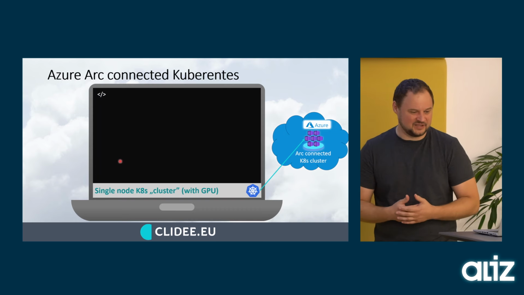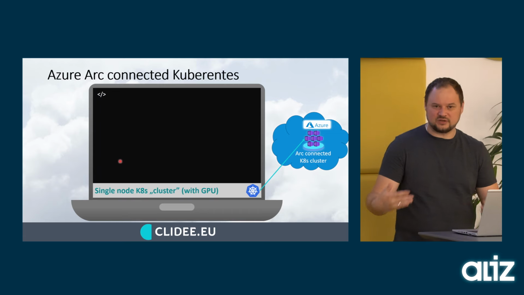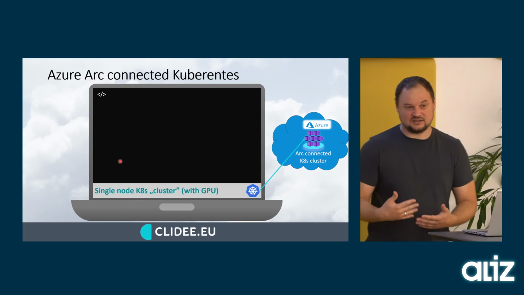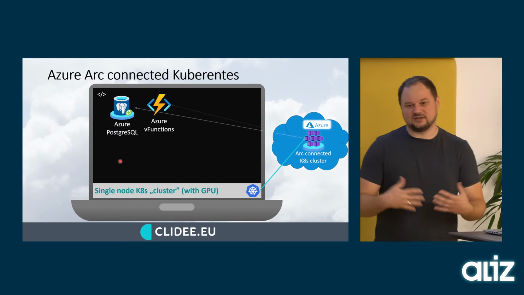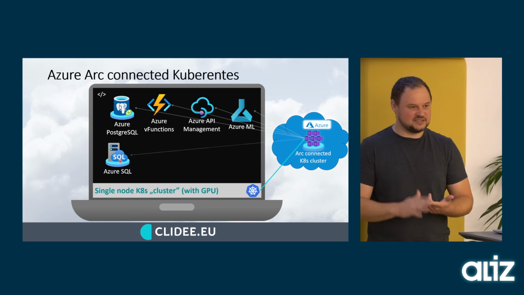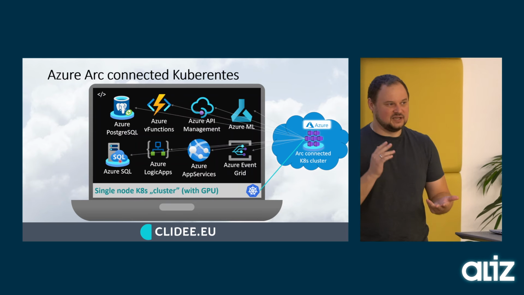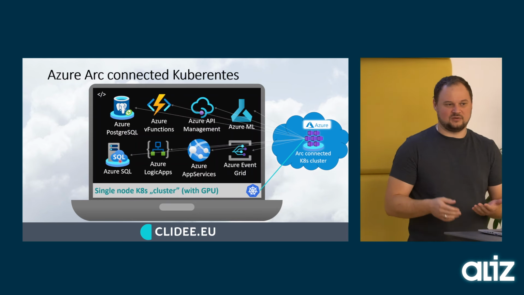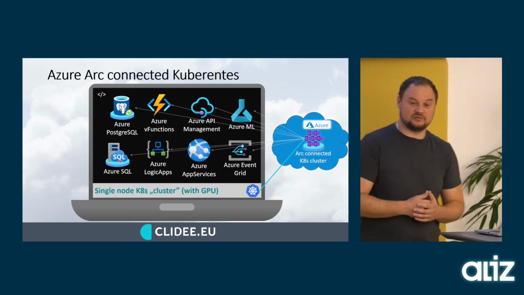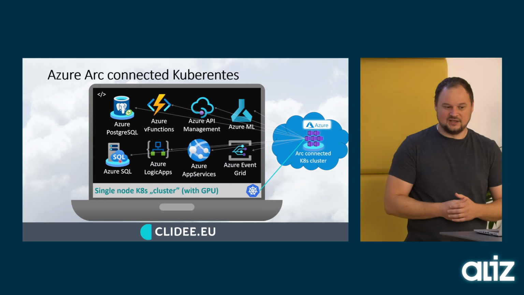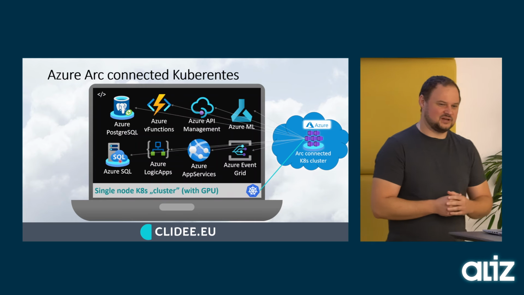But what does it exactly mean? It means that instead of deploying services in the Azure data centers, we can select our own server to deploy the services. These are a wide range of services like databases, Postgres, SQL, or application-related services like App Services, Functions, Logic Apps, or API Management. And the most important, which is also part of our demo, is Azure Machine Learning. So, as you can see, there are a lot of Azure services that we can deploy on the server.